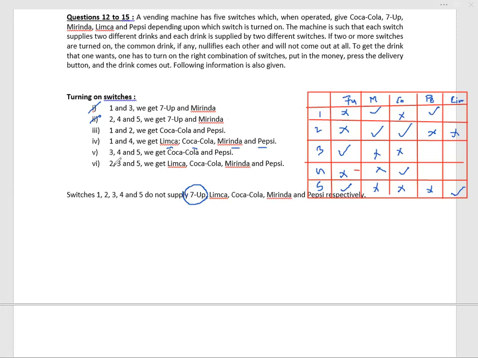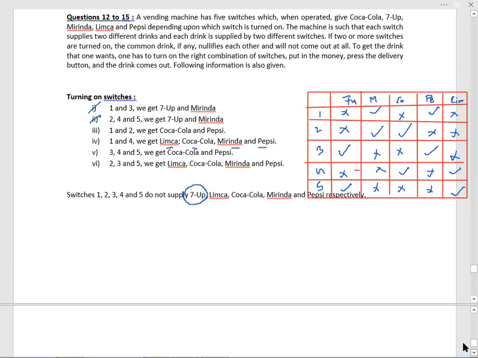3, 4, 5 giving us Pepsi. 2, 3, 5 giving us Pepsi. 5 not giving us Pepsi. So definitely 3 is giving us Pepsi. Almost done. So 4 giving us Limca. 4 needs one more drink. 3 does not take any other drink. Done. So 1 gives us Mirinda, Pepsi. 2 gives us Mirinda, Coke. 3 gives us 7 Up, Pepsi. 4 gives us Coke, Limca. 5 gives us 7 Up, Limca.